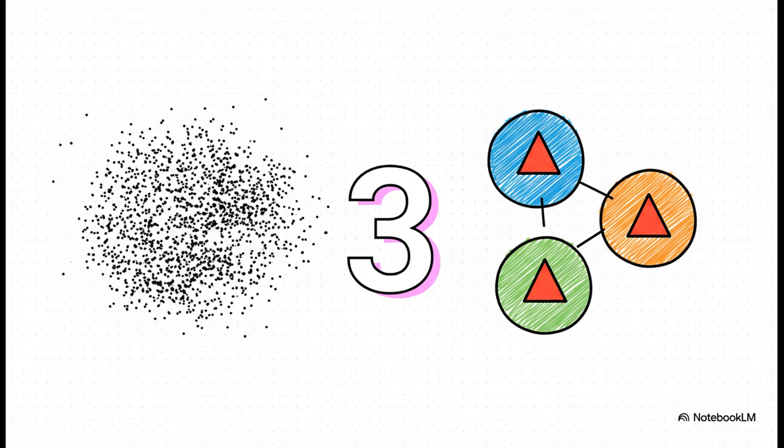That chaotic mess of dots we started with, it's now beautifully organized into 3 distinct color-coded groups. The algorithm found the natural structure all by itself, and you can see the final centroids, now as red triangles, sitting perfectly in the middle of their clusters.